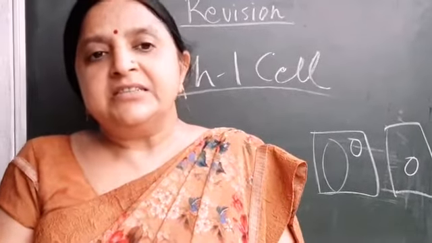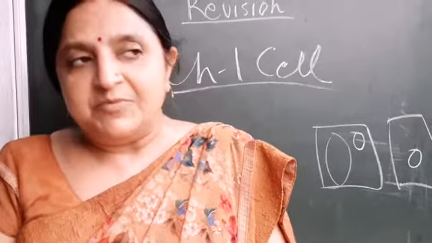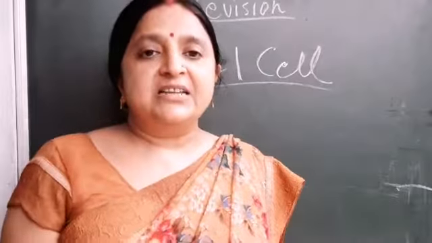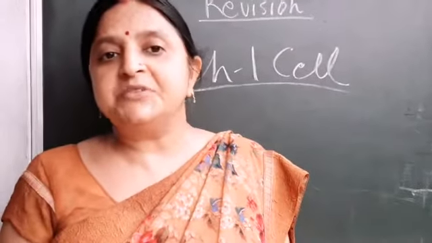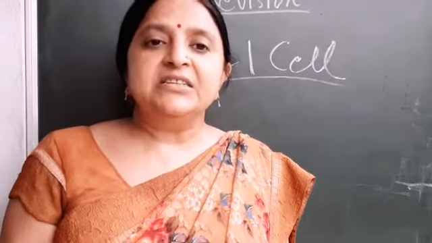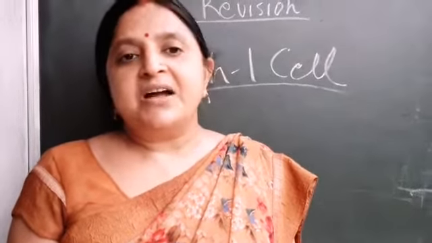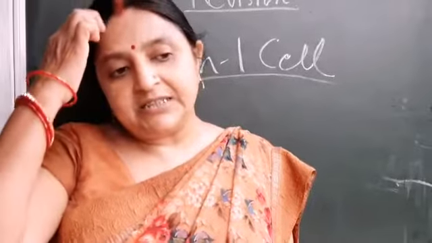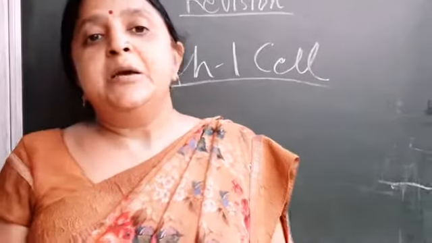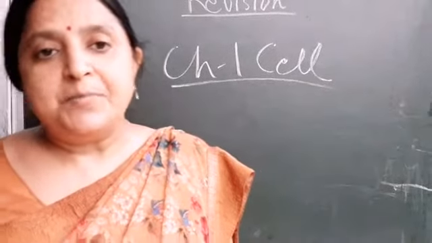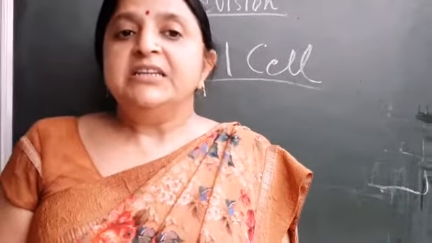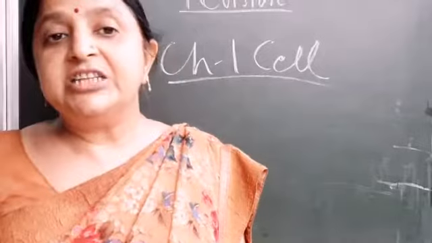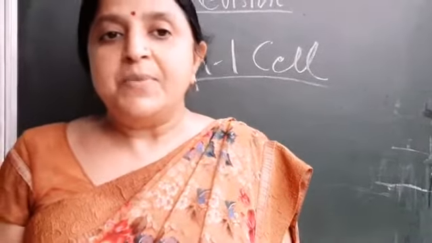You have to study in this chapter the difference between plant and animal cell. Now let's start with the differences. The first difference is that the cell wall is present in plant cell but absent in animal cell. The second difference is that plastids are present in plant cell and absent in animal cell. The next difference is that centrosomes are present in animal cell and absent in plant cell. The Golgi body is known as the dictyosome in plant cell.